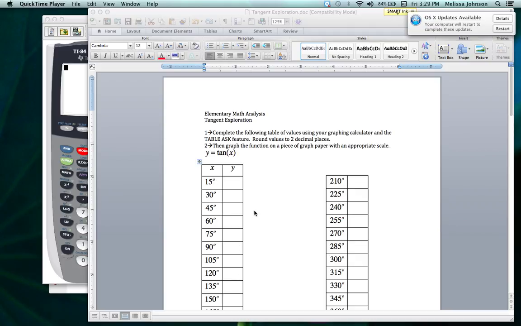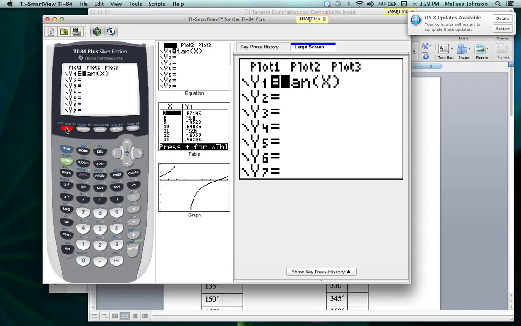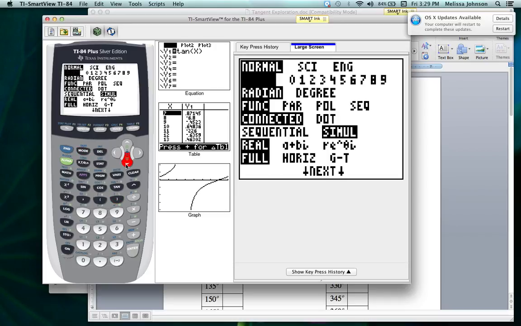You can also look at the graph, but it's to plot specific points. I would like you to fill in all of these values and plot the graph by hand. First thing we're going to do, go to your y equals, type in tangent of x. Make sure your mode, since we are looking at degrees, is back in degree mode.